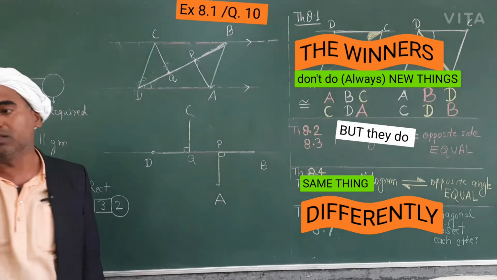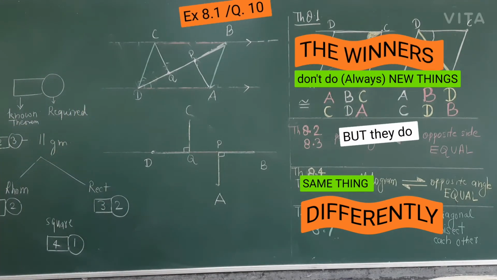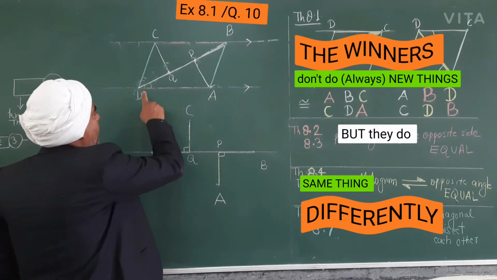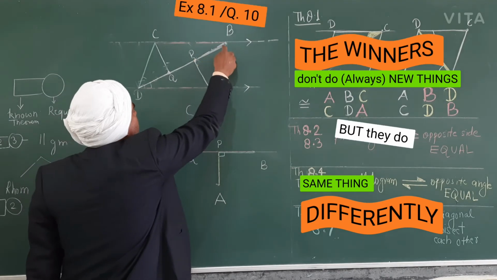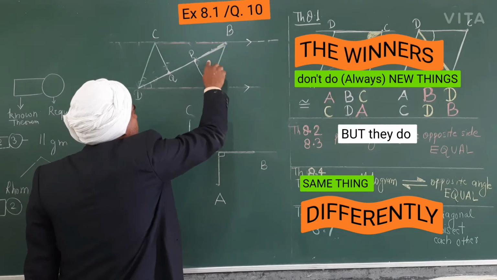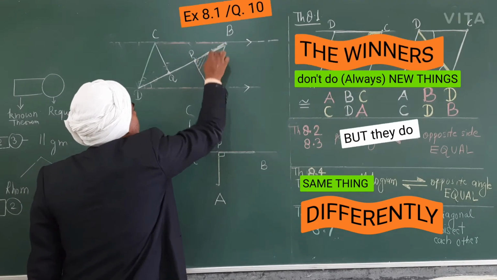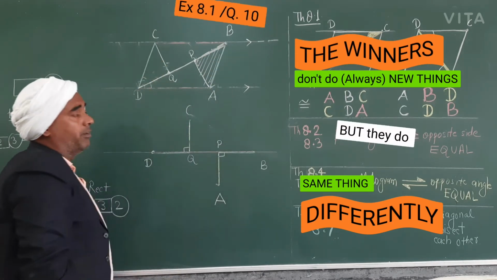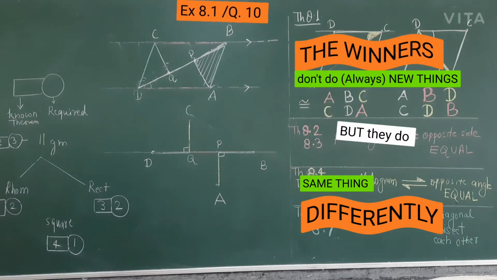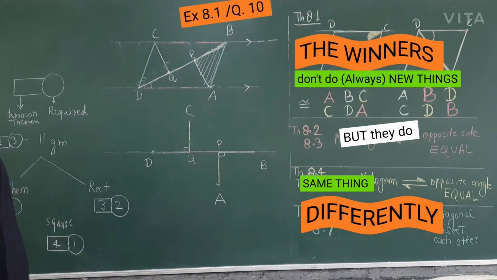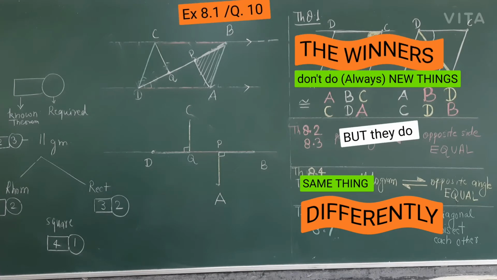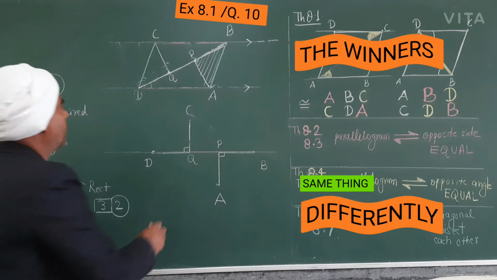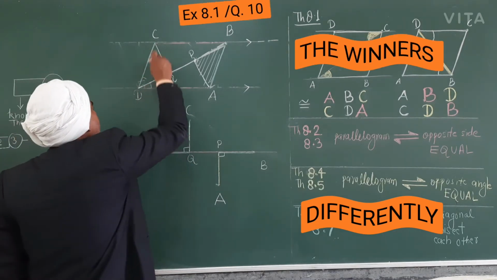And they want you to prove something. You have to prove triangle APB is similar to CQD. Similar or congruent? Congruent. Similar will come in class 10th. So prove APB congruent to CQD.